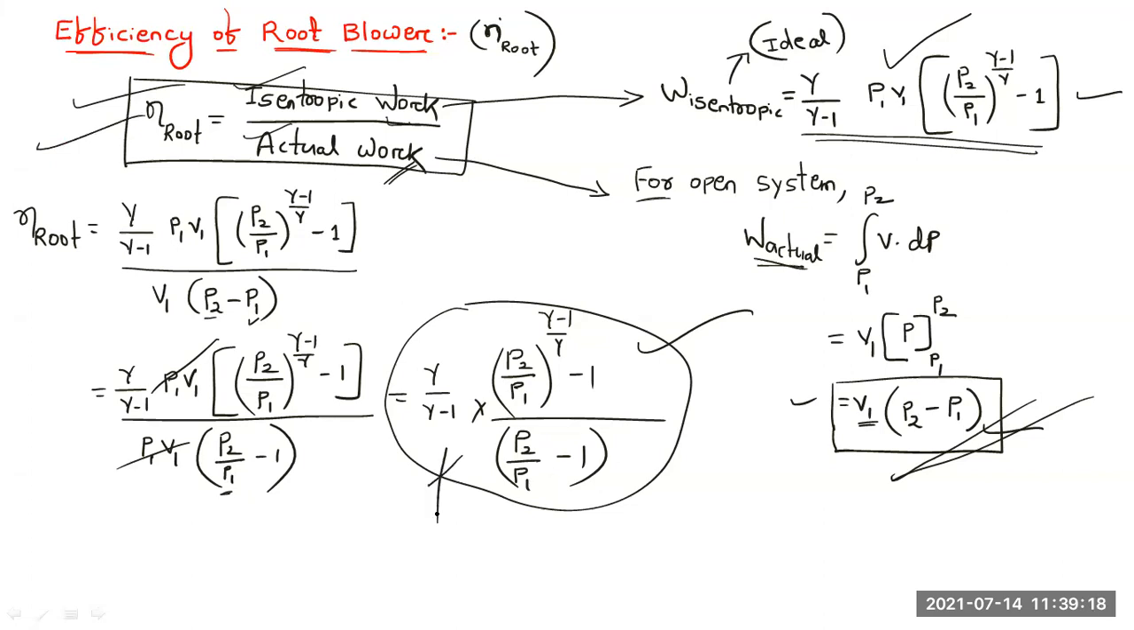But if the question asks you to derive an expression for the efficiency of a root blower, in that case you have to do the derivation in this manner. It is very simple. Just find the isentropic work, calculate the actual work, and take the ratio. In the denominator, take this P1 outside. On top P1 V1 and at the bottom P1 V1 get cancelled, and you get the final expression. This is a very simple part, that's why I have done it quickly. And these notes I will also put in the group so you will get clarity.